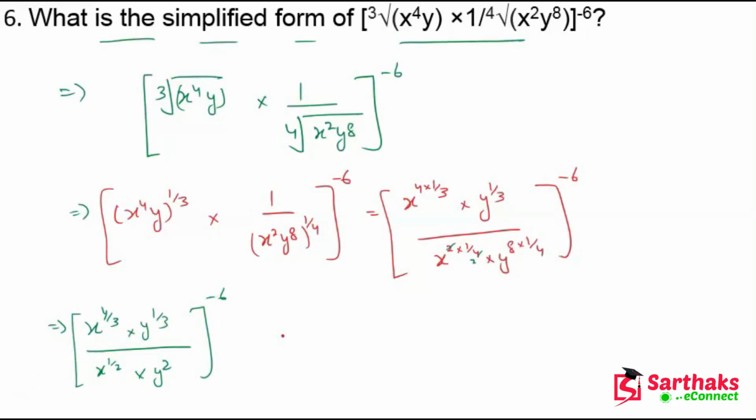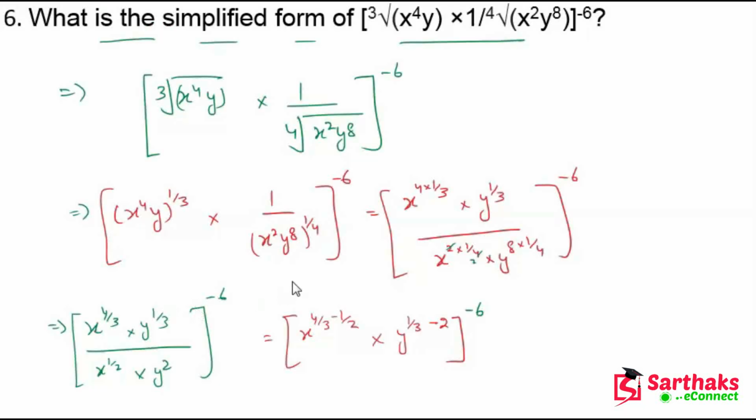Now here you can observe this, the base is the same and the power is different, so the powers will be subtracted. Similarly in the case of y also, so this can be written as x raised to power 4 upon 3 minus 1 upon 2, into y raised to power 1 upon 3 minus 2. Got it, my dear friends? It has whole raised to power minus 6. Now we have to solve this. So how can we solve this?